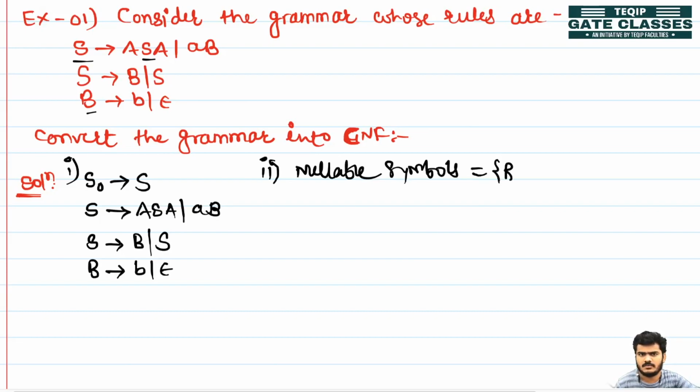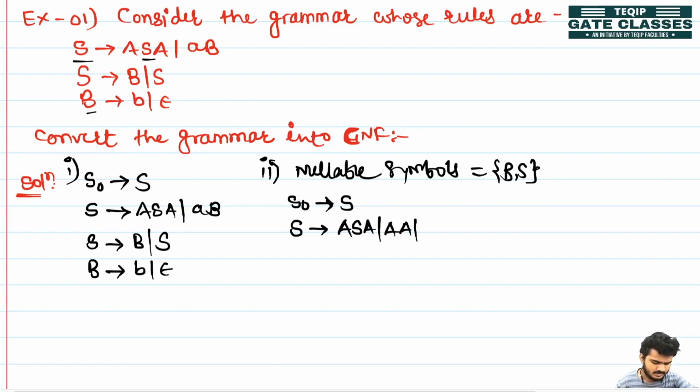Which are they? First is B, and after that, if I put epsilon instead of B, then S is also a nullable variable. So what I will do is write all the productions with or without nullable variables. With the nullable variable is yes, and without it is nothing. So S naught produces S, and S is also producing A S A, with nullable variable ASA, and without nullable variable we will get AA.